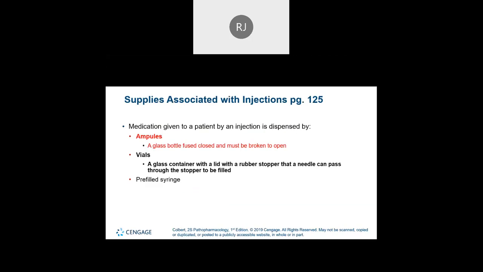Medication given to patients by an injection is dispensed by ampules, vials, or pre-filled syringes. Ampules are a glass bottle fused closed and must be broken to open, and vials are a glass container with a lid with a rubber stopper that a needle can pass through to be filled. And then you also have pre-filled syringes.